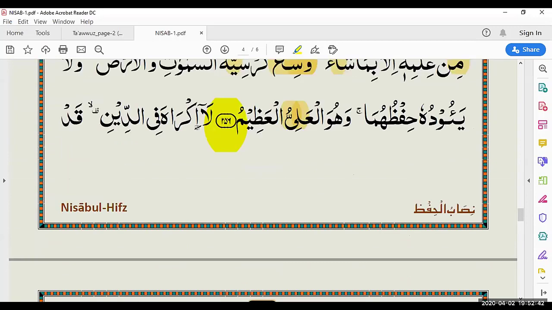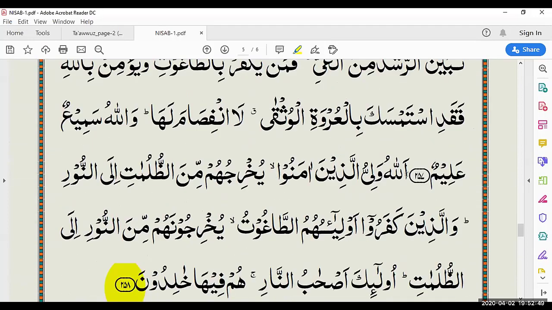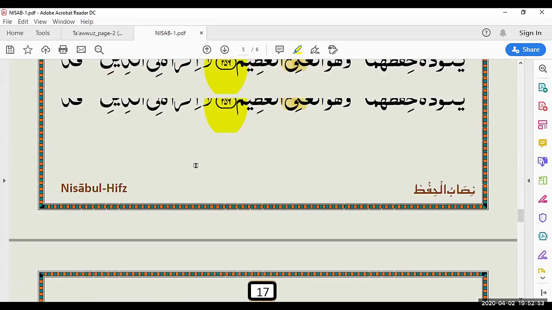Would you please recite from La Ikraha fi din, from here, basically one verse.